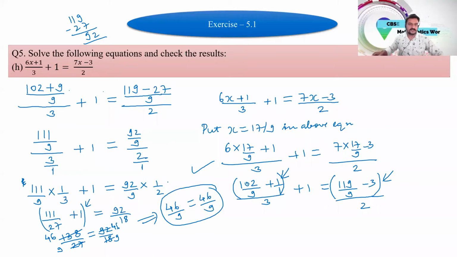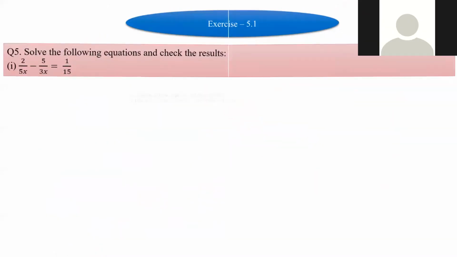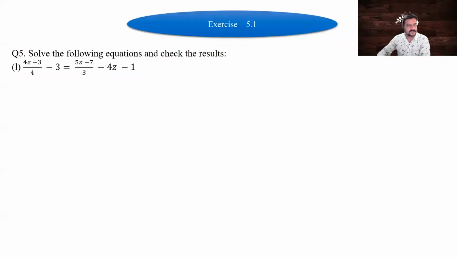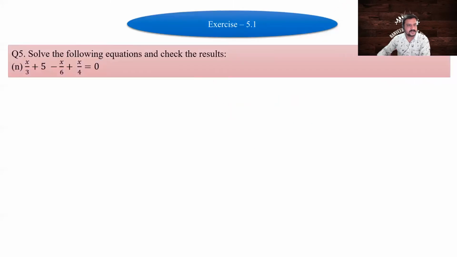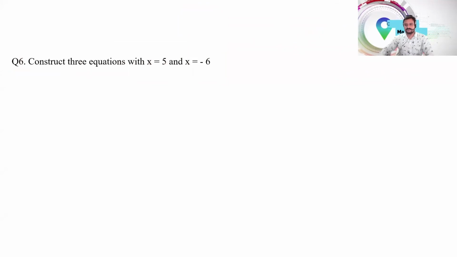Mute yourself, Palak. Now how many questions are remaining? I, J, K, L, M, N. Okay, I, J, K is homework for you. I, J, K is homework for you. You will do it in CW only.